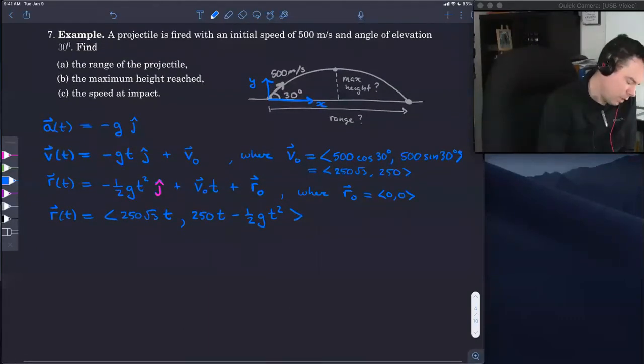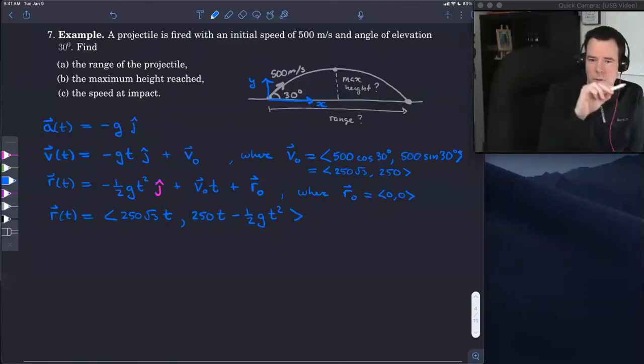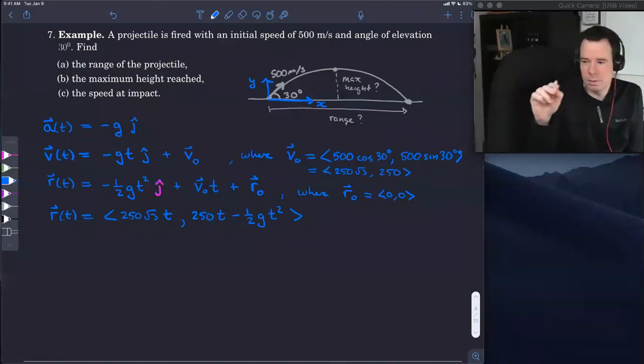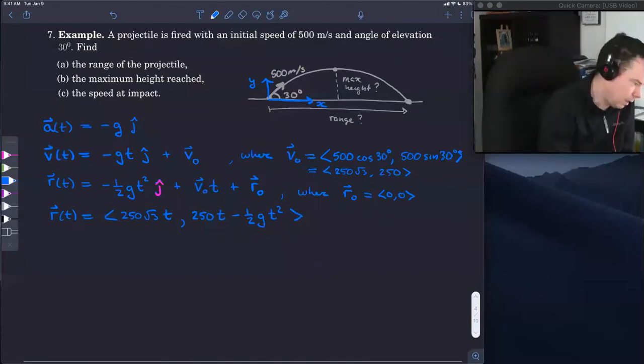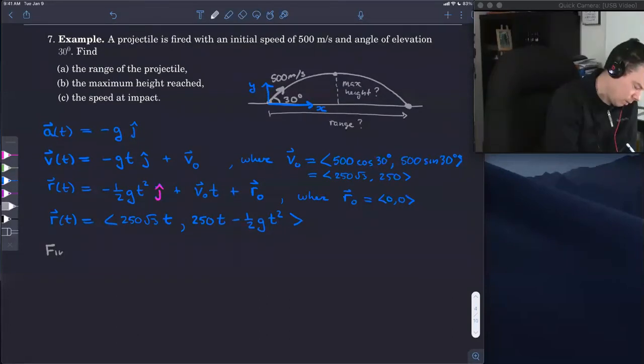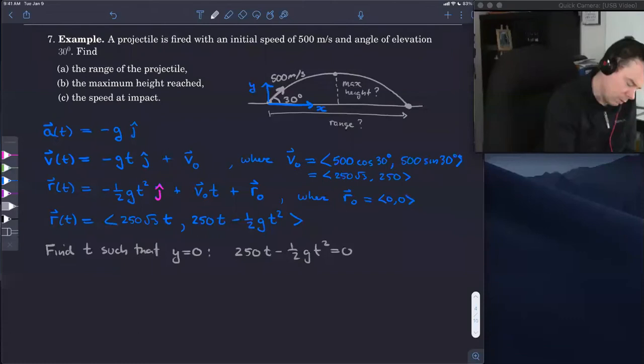Now, what kinds of bits of information do we want to figure out? We want to know what the full range is. So the thing to keep in mind is that the range is where the particle hits a height of 0 again. It starts at height 0. I want to know where it hits height 0 again. So now I'm going to change the color because we're starting to answer the questions that are given. We want to find t such that the y value is 0. So that's 250t minus 1/2 gt squared is equal to 0.